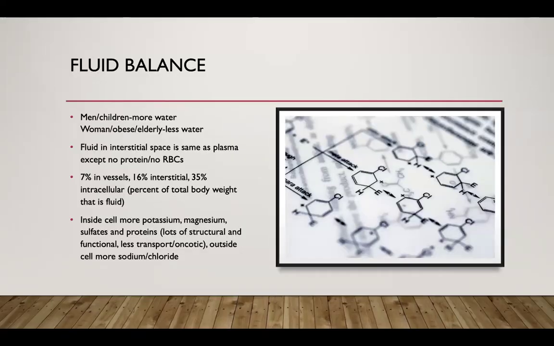General fluid balance. Men and children have more water. Men generally have more muscle mass, and muscle mass has a higher percentage of water in it, percent of body weight. Children have a high metabolism, so they need more water to help that process. Women are more likely to have more adipose tissue. Adipose tissue is less water, muscle tissue more water. Obese, same principle.